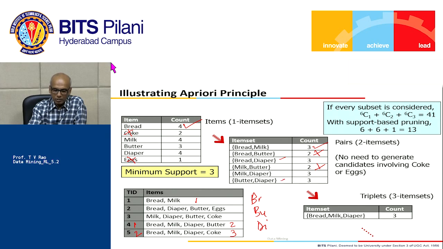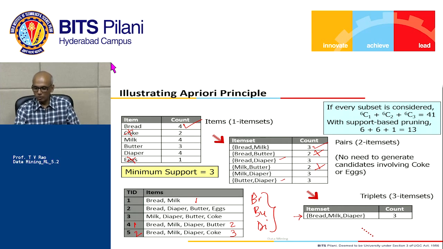Then butter, diaper is existing. Then, okay, bread, butter is not frequent. What does that mean? That means we can prune it even without scanning. So we end up with only this one single item set, which is not pruned without scanning, but this one gets pruned after scanning. So we can stop the algorithm at this point, since for this the count is 2.